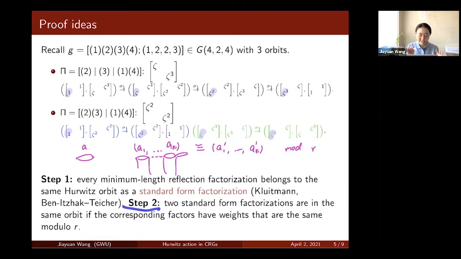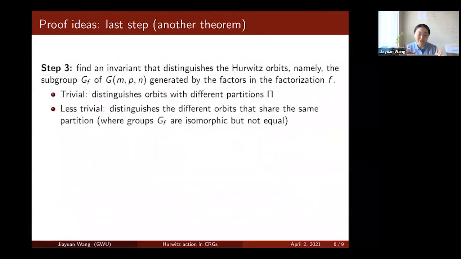So in the second step, we show that 2 standard form factorizations are in the same orbit if they have the same weights mod R. And now what remains to show is that when they are not the same mod R, then they belong in different orbits. Or in other words, in the third step, we want to find an invariant that distinguishes the orbits. And the trivial case is that if the 2 orbits have different partitions, then definitely we can tell them apart. And less trivial is when they correspond to the same partition.